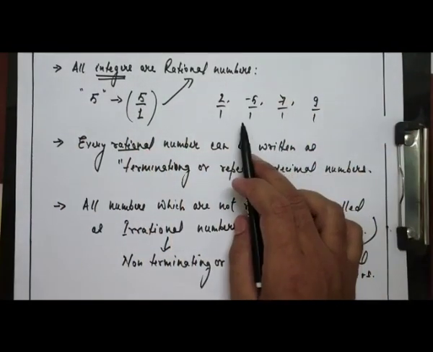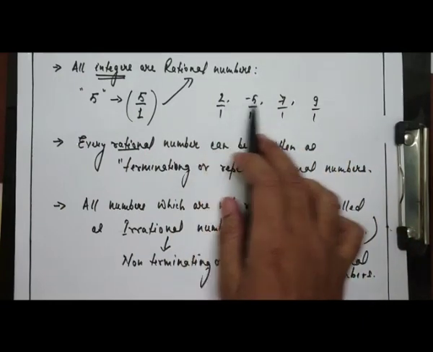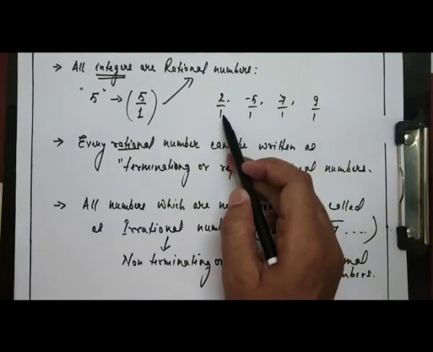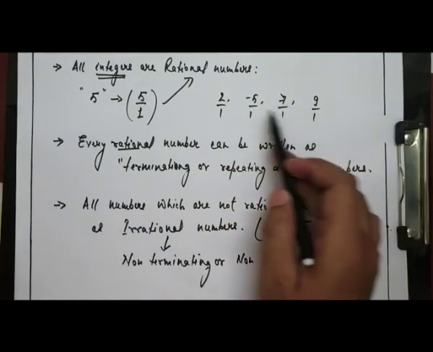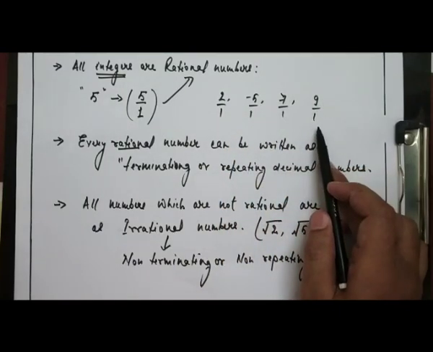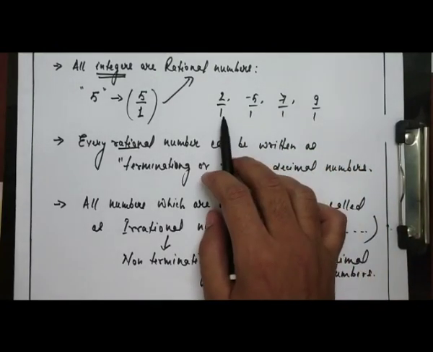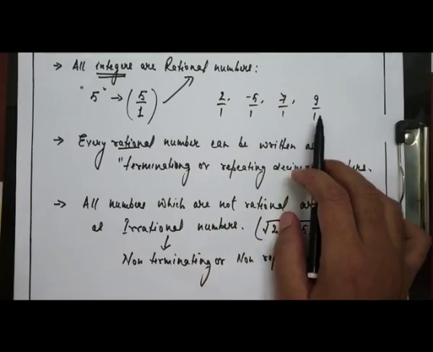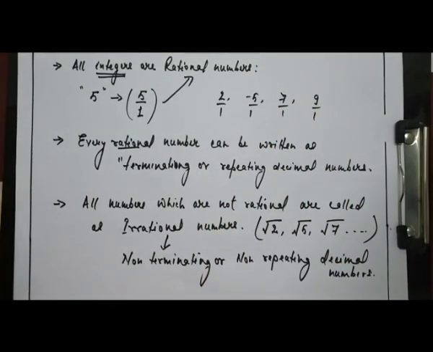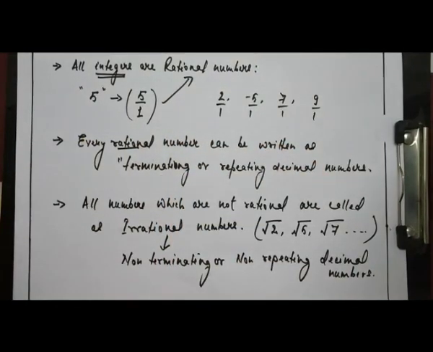I have written certain examples. For example, 2, minus 5, 7, 9. These are certain numbers. They are integers, positive and negative integers. But if I write 1 in the denominator, suppose 2 upon 1, minus 5 upon 1, 7 upon 1 or 9 upon 1, all these numbers are rational numbers, because 1 written at the bottom will not change the value of the fraction. The value of the number remains constant. That is the reason we say that all integers are rational numbers.